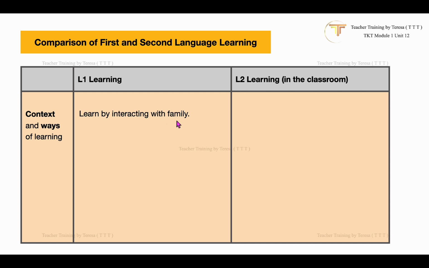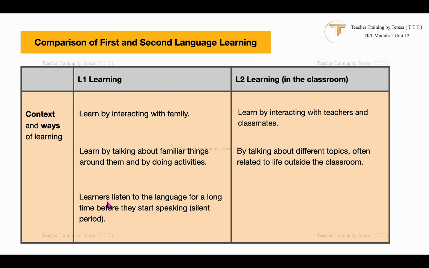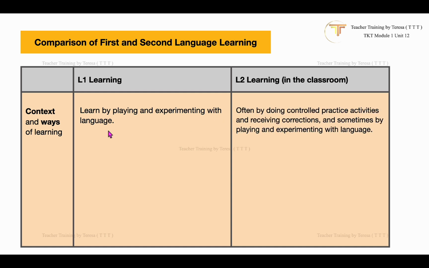Learn by interacting with family. Learn by interacting with teachers and classmates. Learn by talking about familiar things around them and by doing activities. By talking about different topics, often related to life outside the classroom. Learners listen to the language for a long time, before they start speaking, silent period. Often need to produce language, soon after learning it. Learn by playing and experimenting with language. Often by doing controlled practice activities and receiving corrections, and sometimes by playing and experimenting with language.